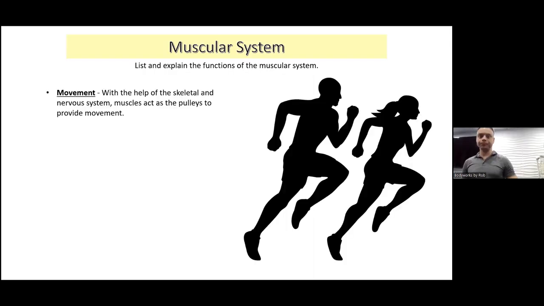So one, movement, right? We already looked at the skeletal system and saw that, with the help of the muscles and the nerves, we pull and move these bones in certain ways that cause these movements. Well, the muscular system itself is what pulls the bones into those directions, right? So they are what we call the pulleys.